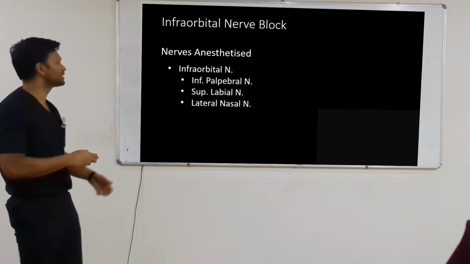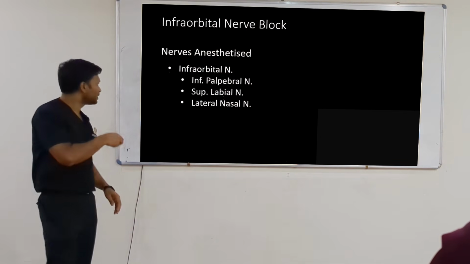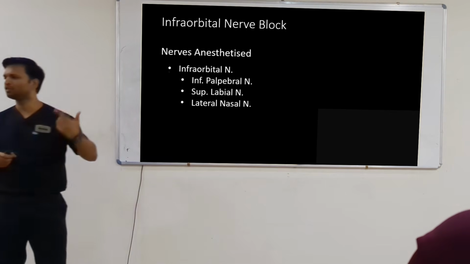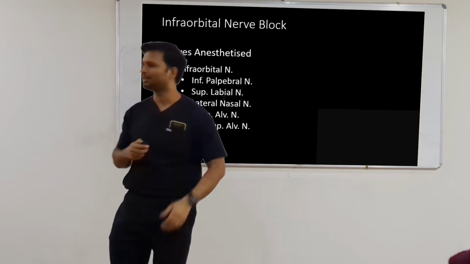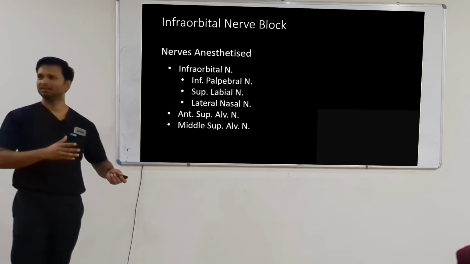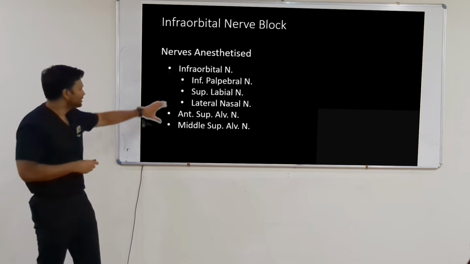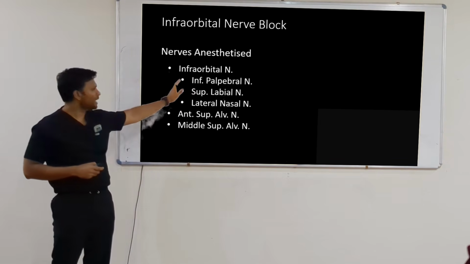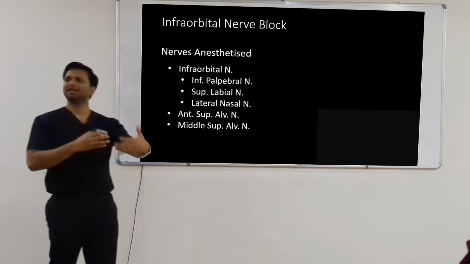So what are the nerves anesthetized if we block the infraorbital nerve? Of course, the terminal branches, inferior palpebral, superior labial and lateral nasal, and the 2 branches in the infraorbital canal, that is ASA and MSA. Okay? Easy? Now, what are the areas anesthetized? If you understand, yes, these are the nerves anesthetized. And if you know the areas supplied by these, you can easily write the areas anesthetized.